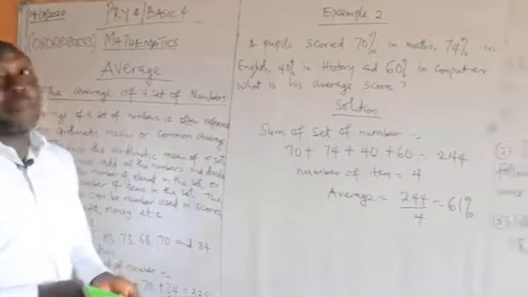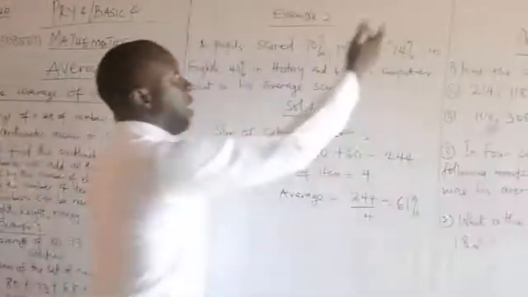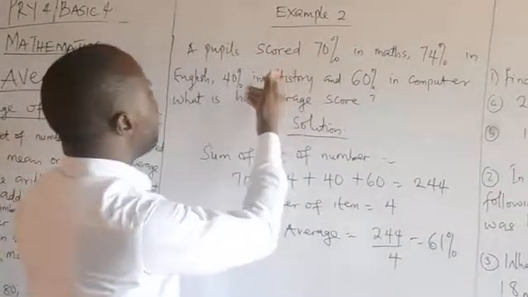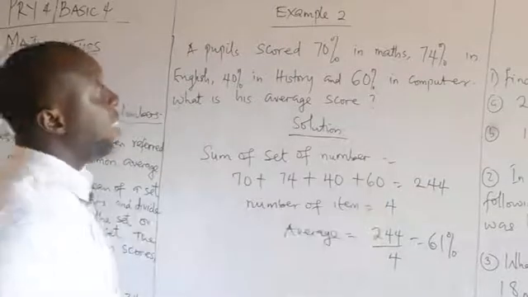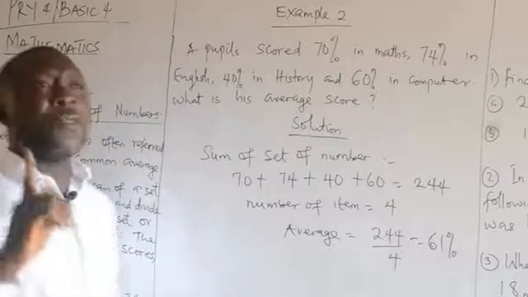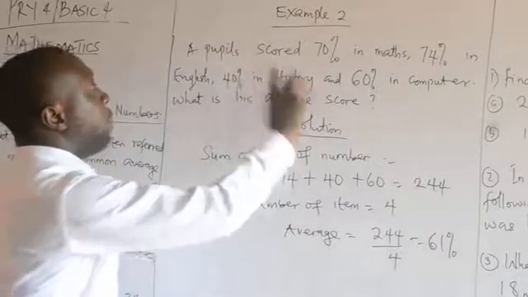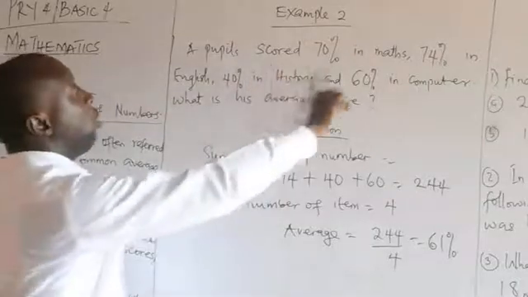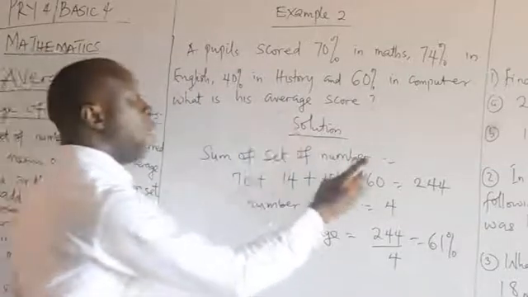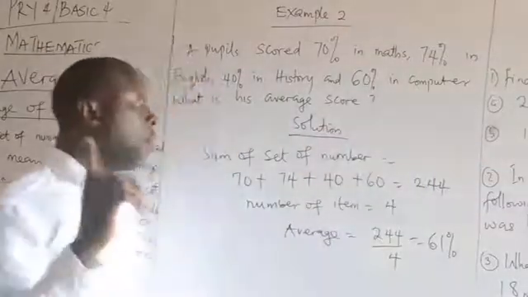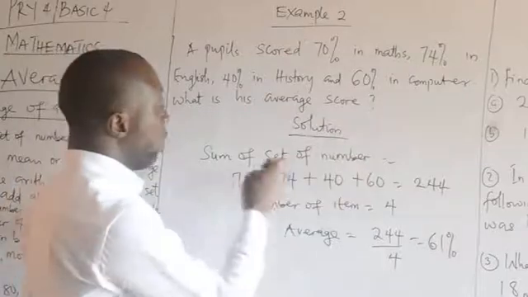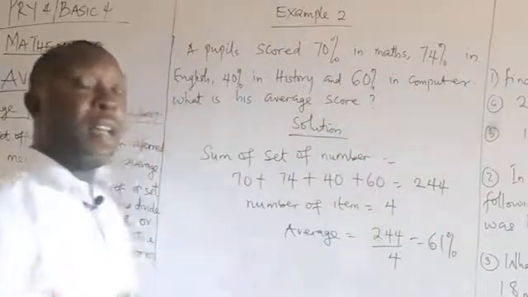So let me recap again. A pupil scored 70% in mathematics, 74% in English, 40% in history, and 60% in computer. What is his average score? To get the average score of this person, you add all the numbers together. 70 plus 74 plus 40 plus 60 will give us the sum of 244. And the number of items is equal to 4. That is 1, 2, 3, 4.